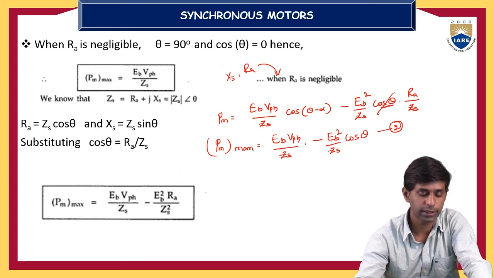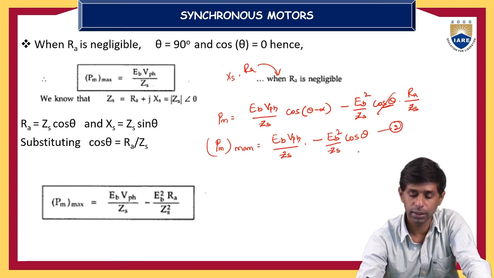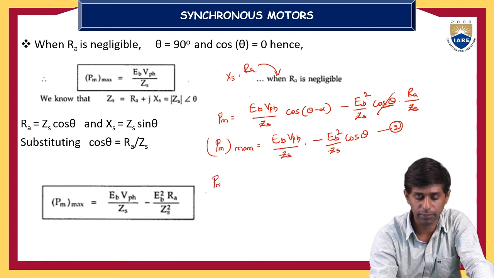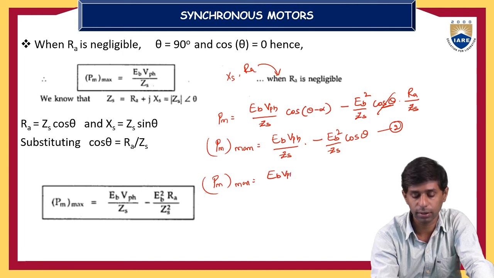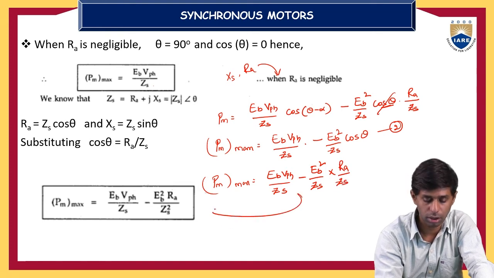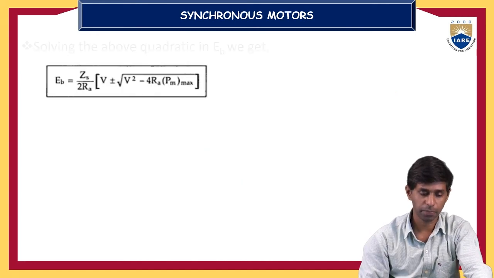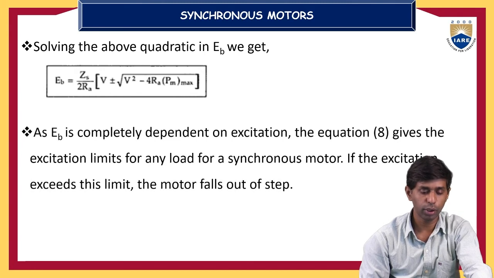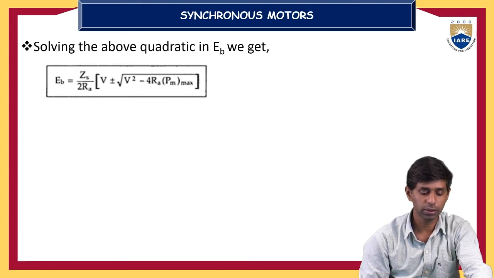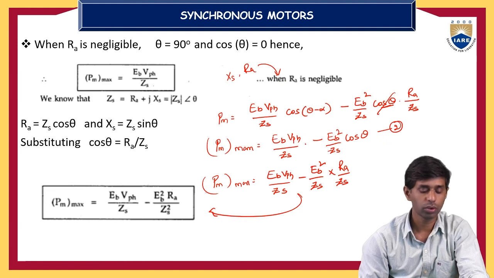So substitute your assumption, that is cos theta equal to RA by ZS, in this expression. You will get PM maximum equal to EB V phase by ZS minus EB square by ZS into cos theta, which is now RA by ZS. So it becomes EB V phase by ZS minus EB square RA by ZS square. Solving the above equation in EB, this is in terms of P maximum. So solve this second order quadratic equation.